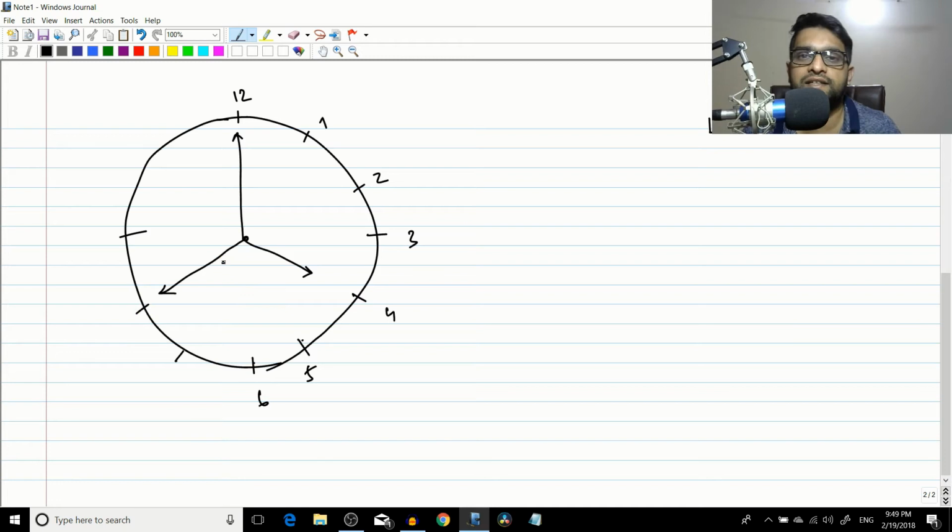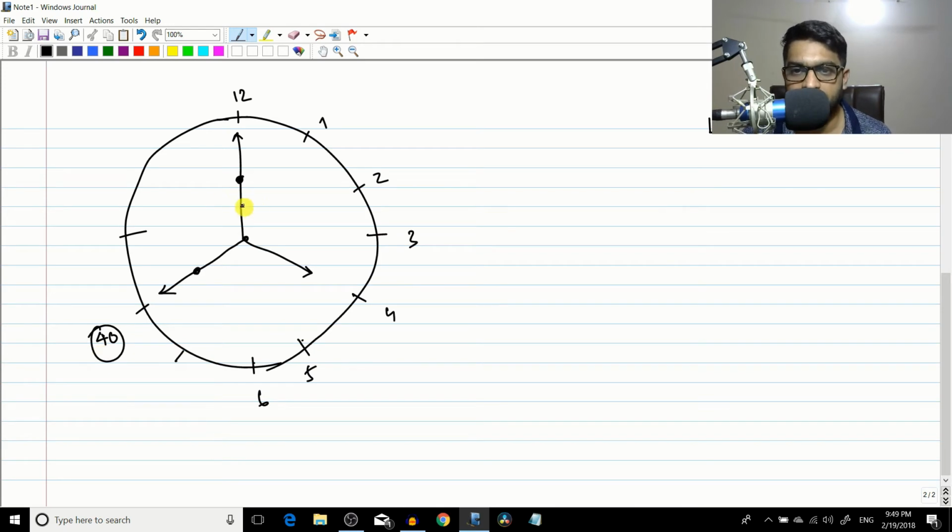They will write the angle as 120 degrees. But that is wrong, because by the time the minute hand travels from this point to 40 minutes, so this is 40 minutes, right? See, 5, 10, 15, 20, 25, 30, 35, 40. So this point is 40 minutes.